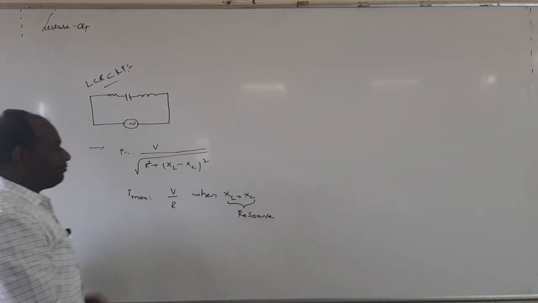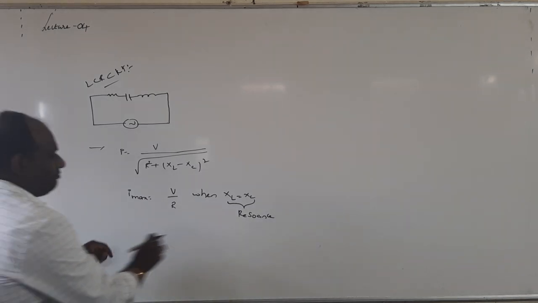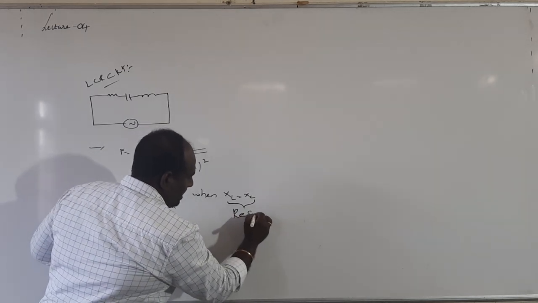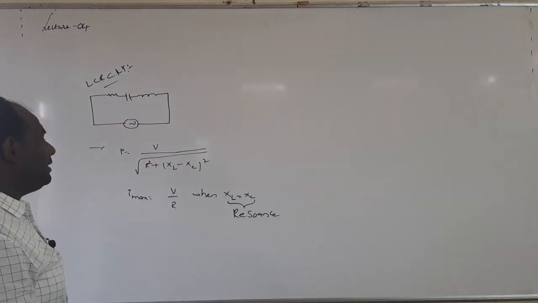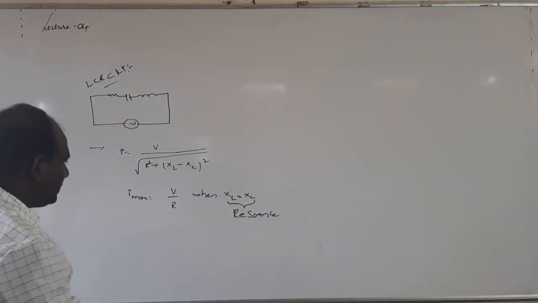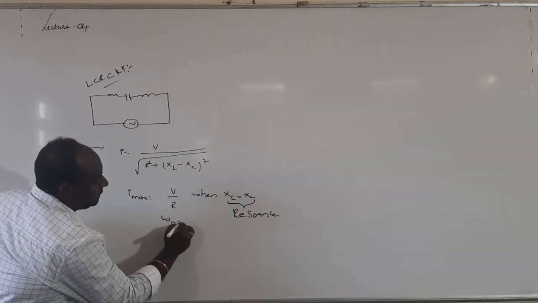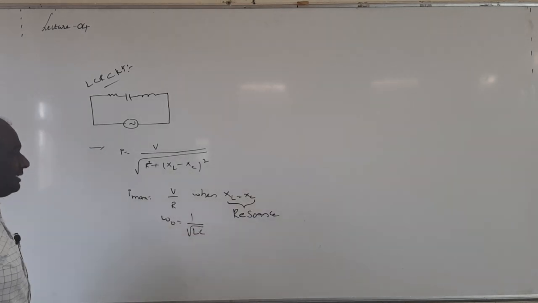At resonance, current is maximum, so that is V by R. Here the resonating frequency omega naught is equal to 1 by root LC. That also we discussed in the last class.